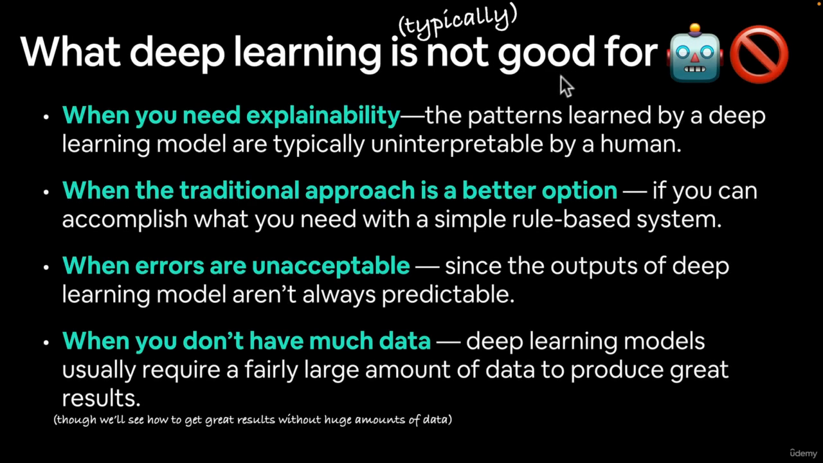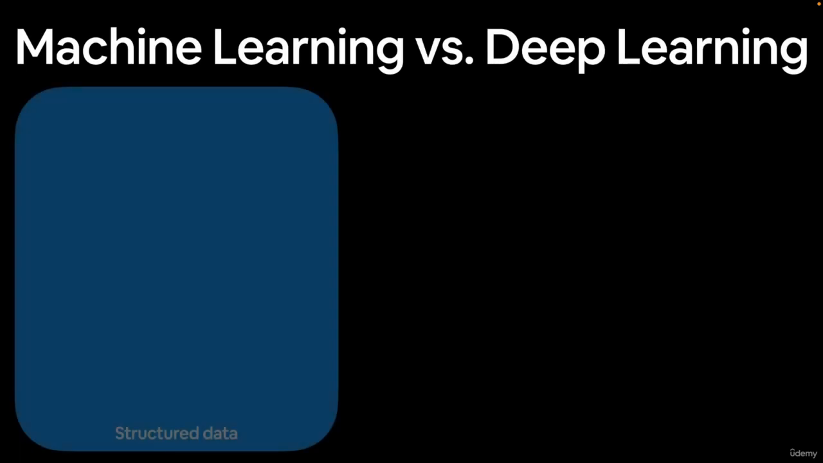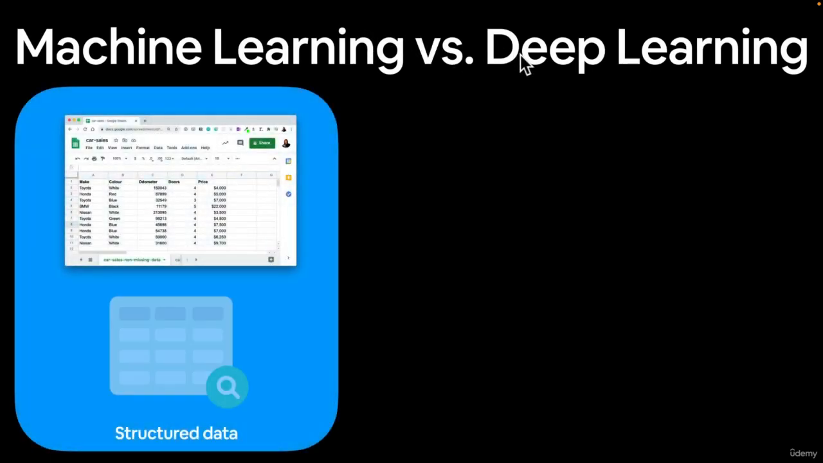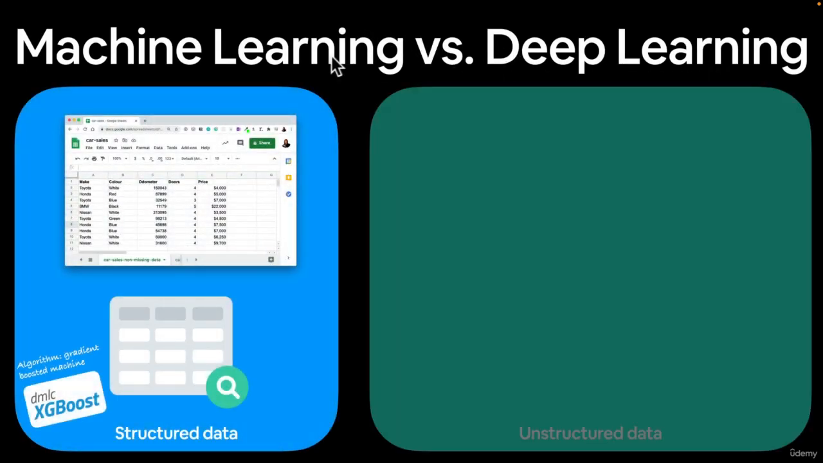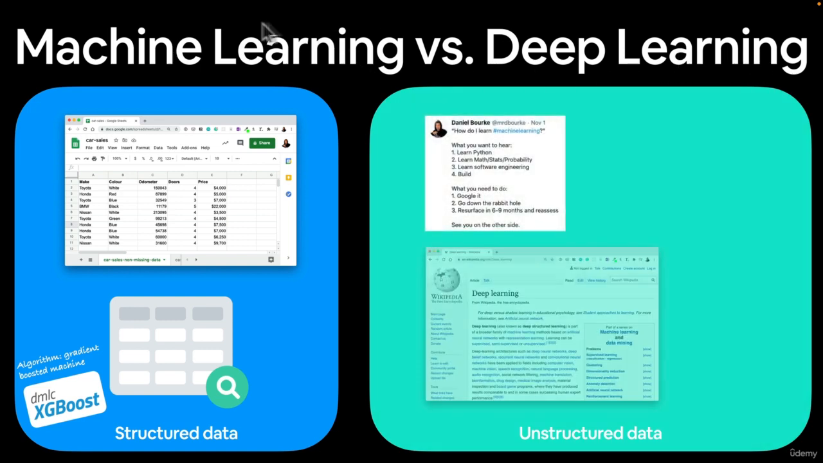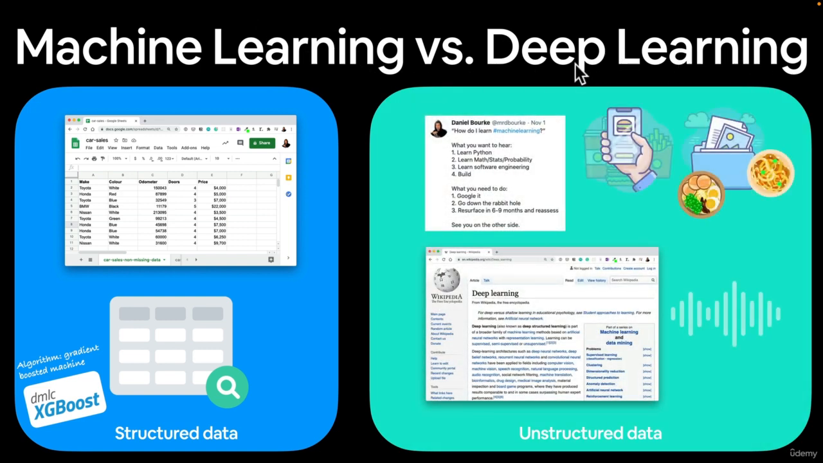Welcome back. So in the last video, we covered a few things of what deep learning is good for and what deep learning is typically not good for. So let's dive into a little more of a comparison of machine learning versus deep learning. Again, I'm going to be using these terms quite interchangeably, but there are some specific things where typically you want traditional style machine learning techniques versus deep learning.